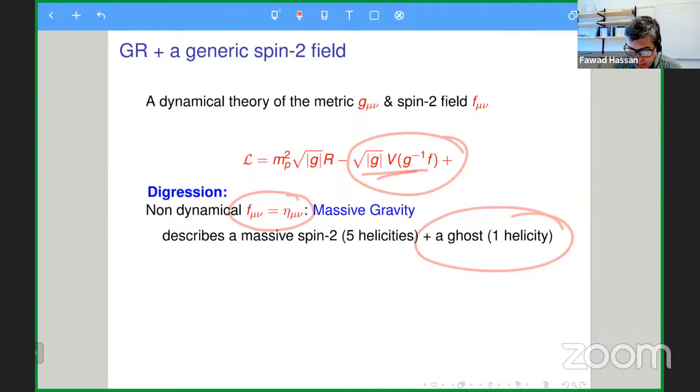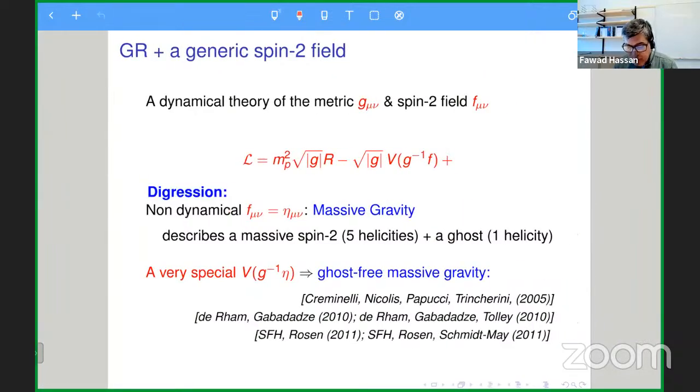Okay, so this is the problem with these kinds of theories. Sorry, Fawad. Yes.